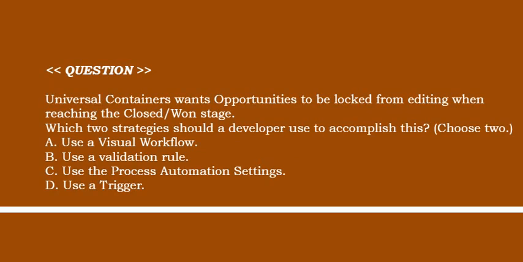Next question is Universal Containers wants opportunities to be locked from editing when reaching the closed won stage. Which two strategies should a developer use to accomplish this? Choose two options. Option A. Use a visual workflow. Option B. Use a validation rule. Option C. Use the process automation settings. Option D. Use a trigger. Correct answer is option B and option D.